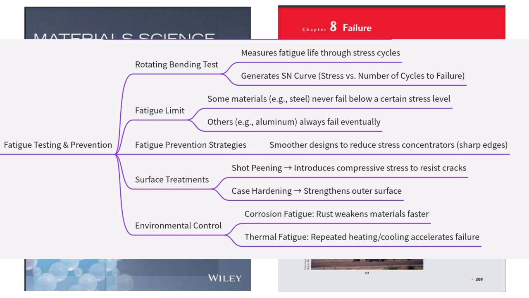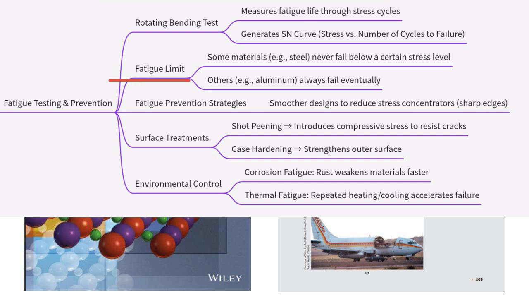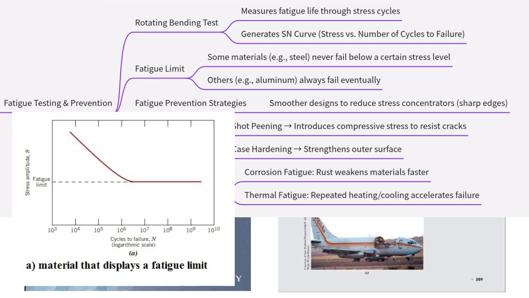Gotcha. And there are different types of SN curves. Some materials, like certain steels, have what's called a fatigue limit. What's that? That's a stress level below which they can theoretically withstand an infinite number of cycles. So it's like they have this built-in safety net.